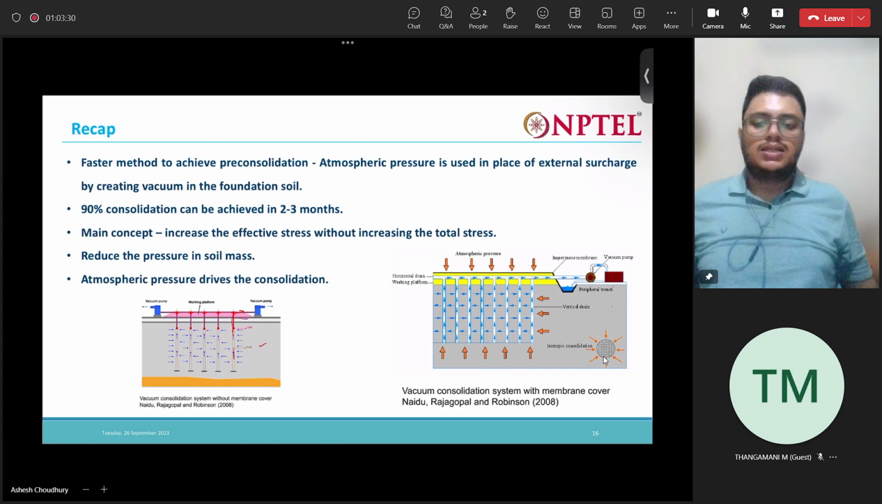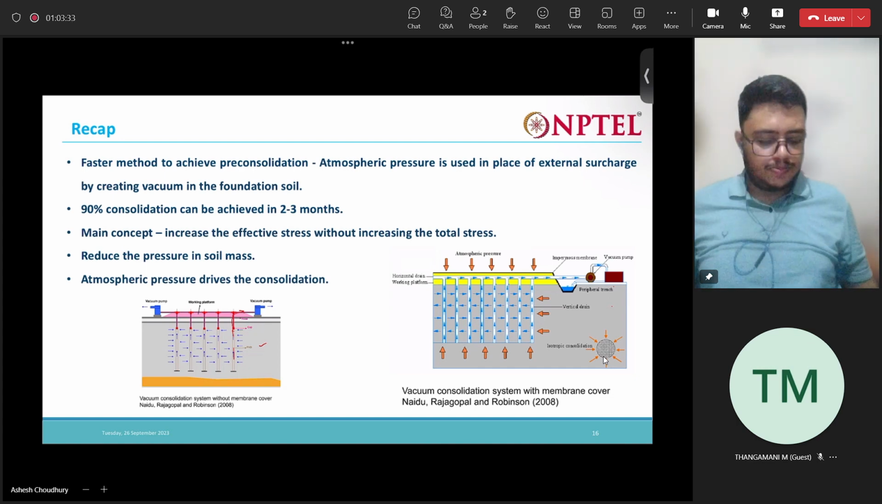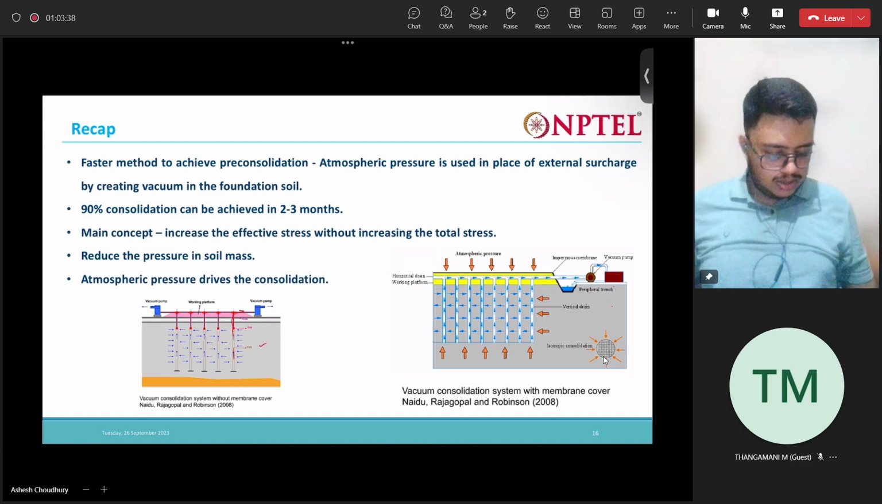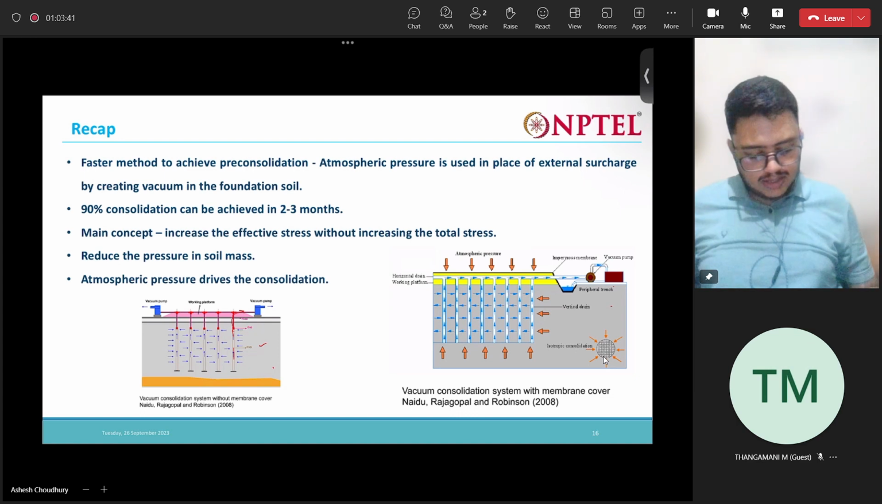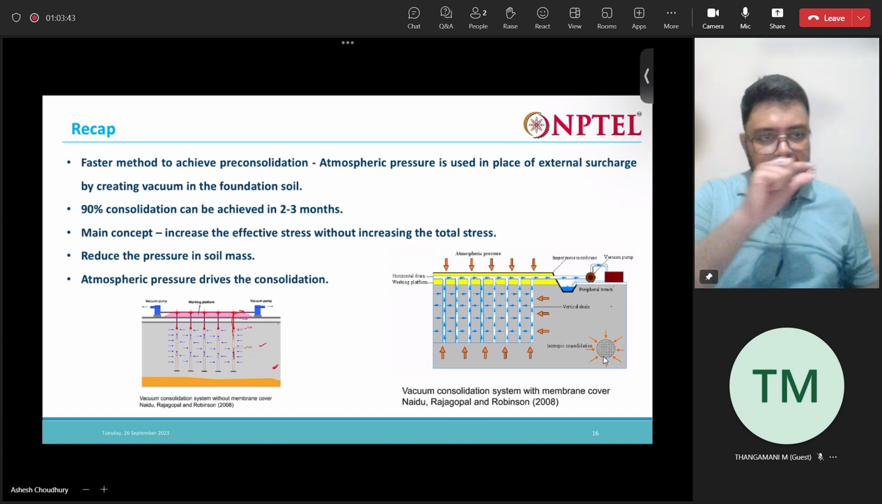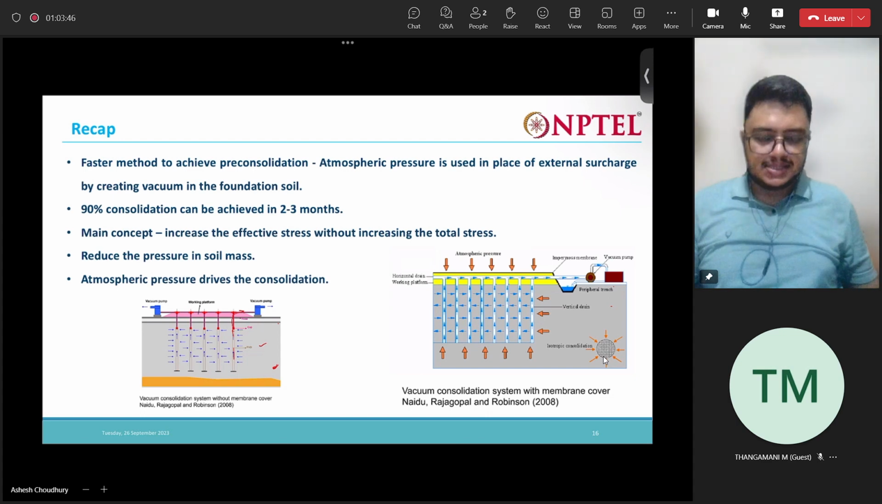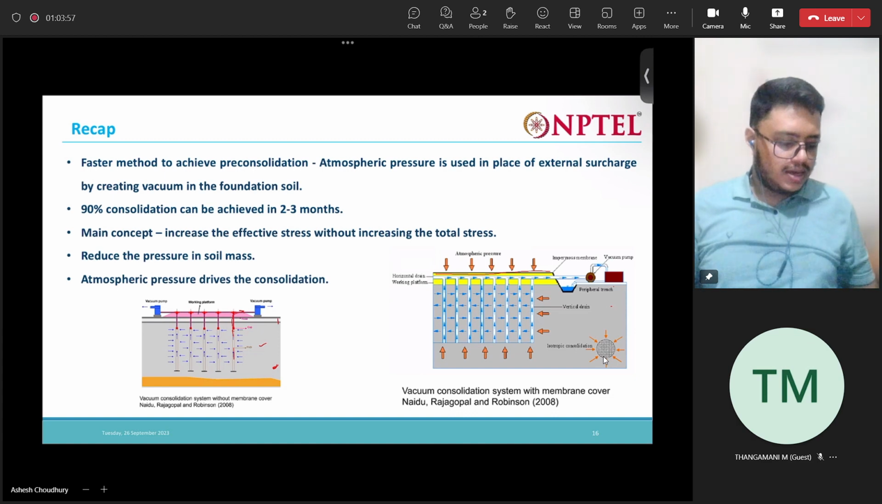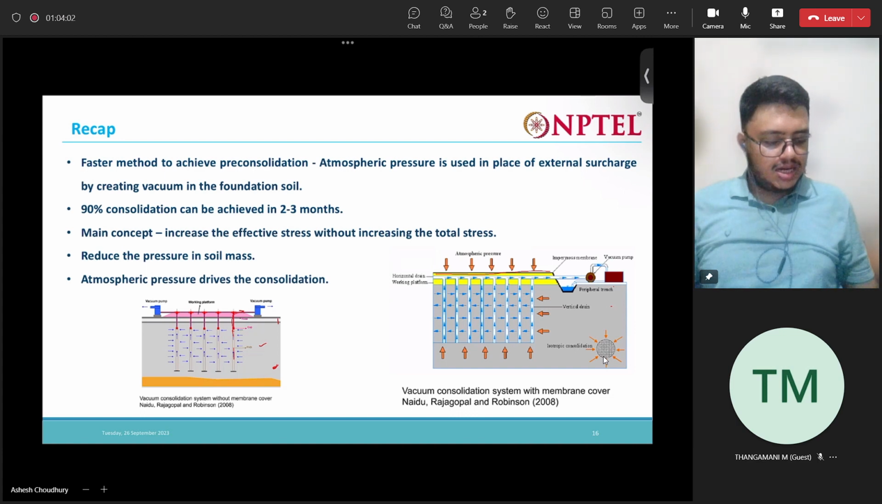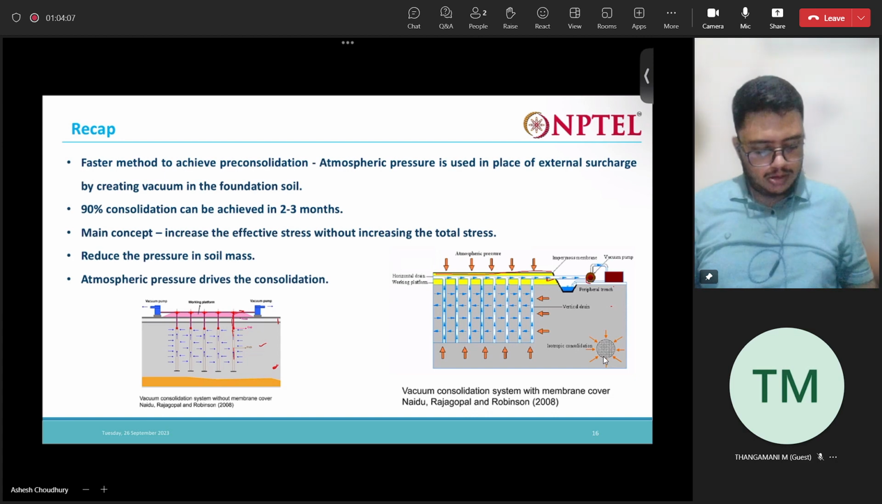So reduce the pressure in the soil mass, and atmospheric pressure drives the consolidation. So generally there are two methods. Okay, one is with membrane cover and the other is without membrane cover. So this is without membrane cover. Say if a soil mass has at the top a thin clay layer, in that case, you can use this without membrane cover. And the other method is you are putting a membrane, an impermeable membrane cover at the top, and then you are connecting all the sand drains to this drainage pipe, and then this drainage pipe is finally connected to the vacuum pump. Okay, this is one more method.